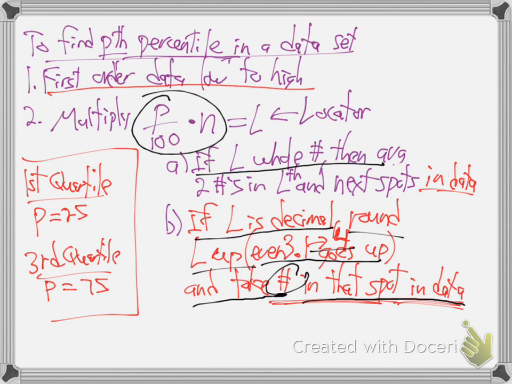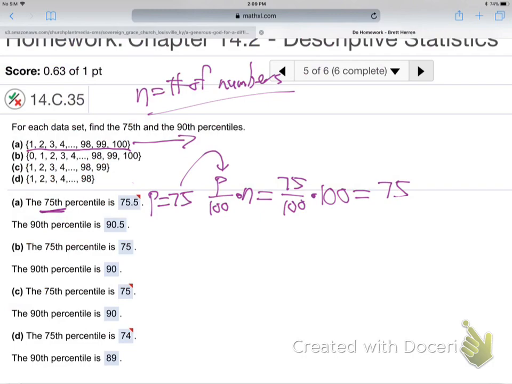So let's read them really carefully, really precisely. What does it say to you? What did we just get for L? What did we just get? Is that a whole number or is that a decimal?